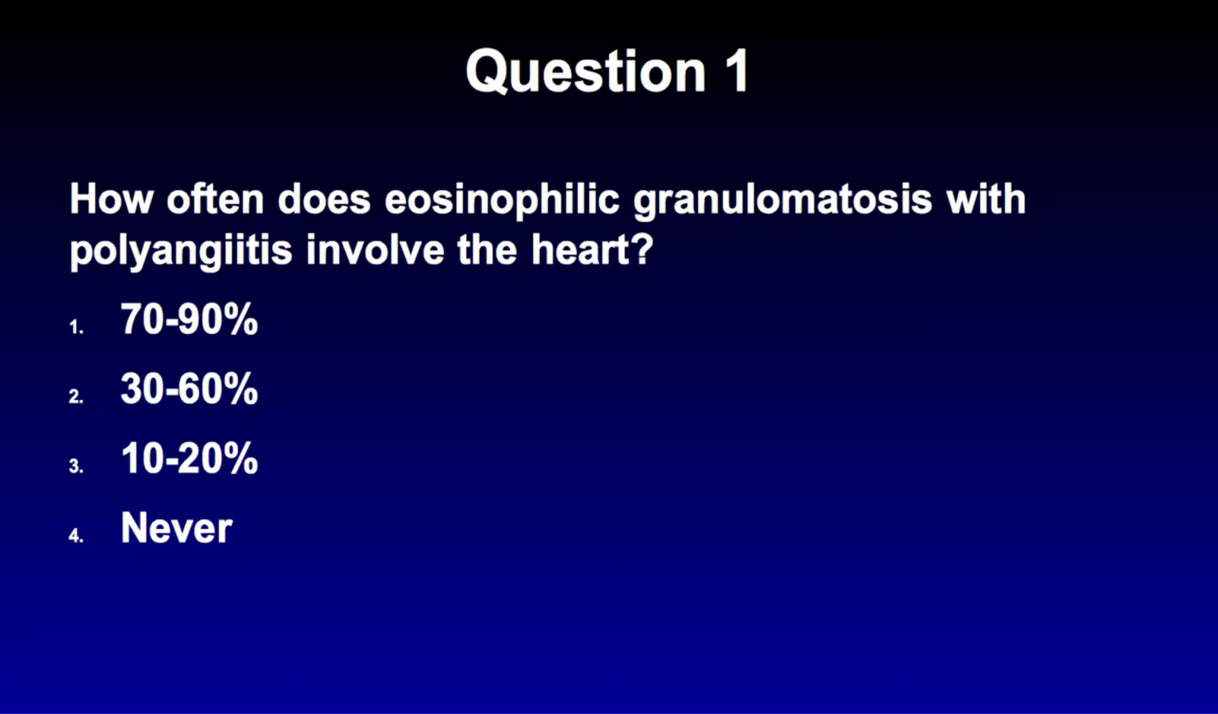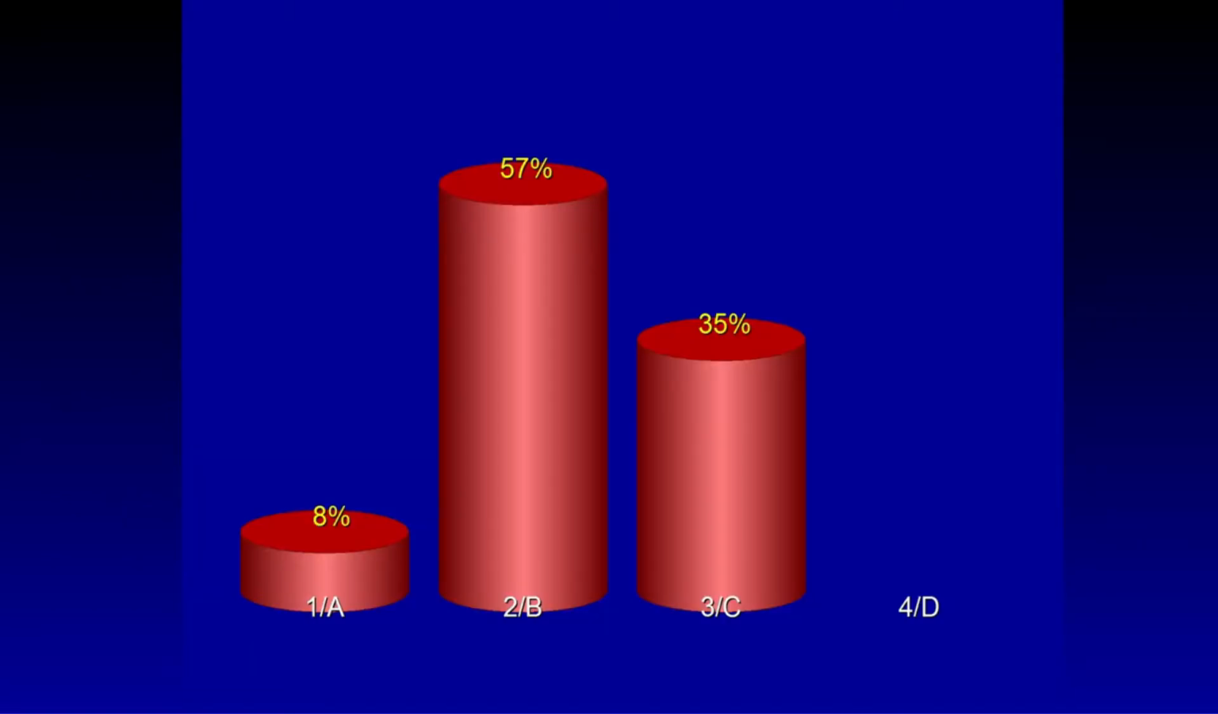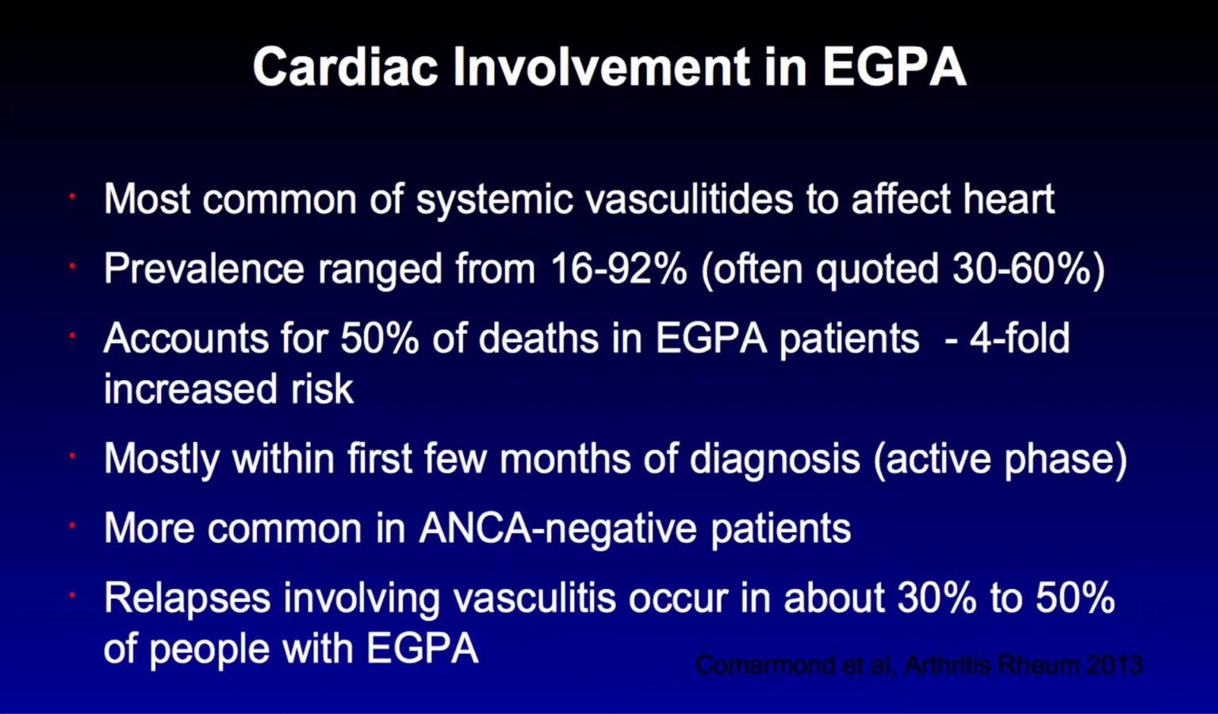Okay, all right, so there's a little spread. You're actually all somewhat correct because the literature is all over the place. In fact, when you have a prevalence range from 16 to 92, you always kind of laugh a little bit. But I think it's often quoted between 30 to 60%, which is what the majority of you answered.